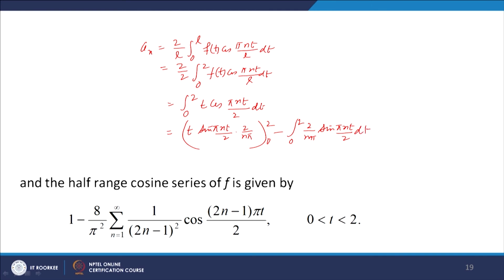When you put t equal to 2, we will get sin n pi, so that will be 0. When we put 0, this is 0. So, we get minus 2 over n pi, and the integral of sin(n pi t / 2) is equal to 2 over n pi again times minus cos(n pi t / 2) from 0 to 2. So, we get minus 4 upon n square pi square, and then we get 1 minus cos n pi. When n is even, this will be 0, and when n is odd, it will be 2. So, we can calculate the Fourier cosine series for the function f.